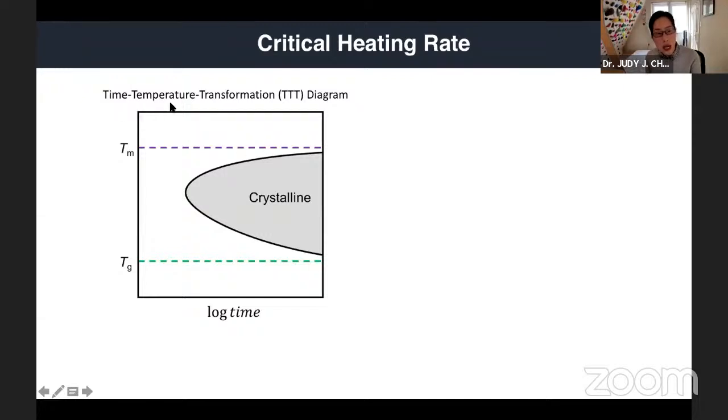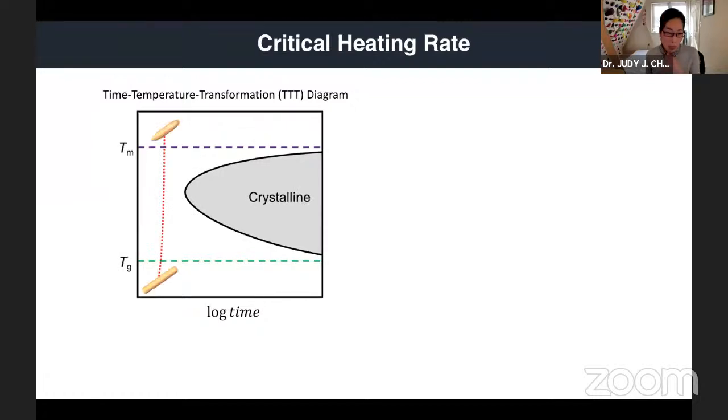So let's think about time temperature transformation diagram, TTT diagram. So here's a temperature, here's a time. So at high temperature, things are liquid. And then if you quench the liquid really fast, then you reach glass state. If you quench it slowly, you have a crystalline state. And then the crystalline state has this nose shape right here as a function of time.